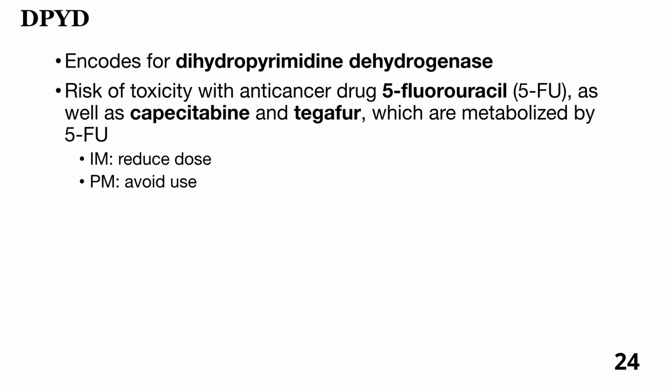DPYD encodes for dihydropyrimidine dehydrogenase. Variants in this gene carry a risk of toxicity with the anti-cancer drug 5-fluorouracil, as well as capecitabine and tegafur. Intermediate metabolizers should reduce the dose, and poor metabolizers should avoid the drug.